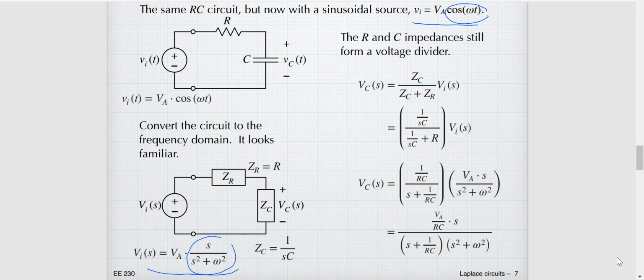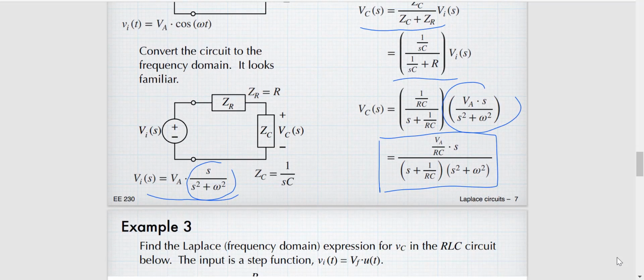And then similar to the previous example, we use the Vc voltage divider. So we got a similar result here, but Vi is different. Va s per s squared plus omega squared. So we got that Vc(s) is this one. Okay, so this is how we solve this one.